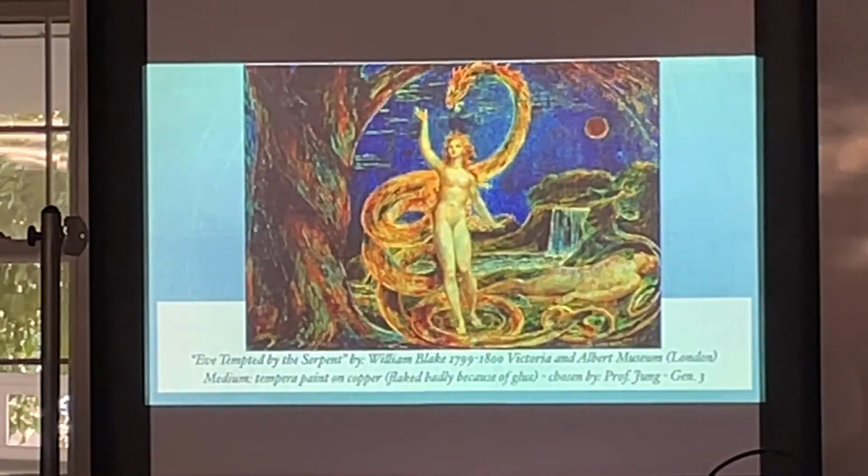So, this is tempera paint on copper, which is not necessarily the normal medium for paint, okay? It's flaked because of the way that the paint stuck to the copper. But what do we notice about this painting? I'm not going to ask you all the time if you like it or dislike it, but I want to ask you, what do you notice about it? What does this painting teach us about Genesis chapter 3?